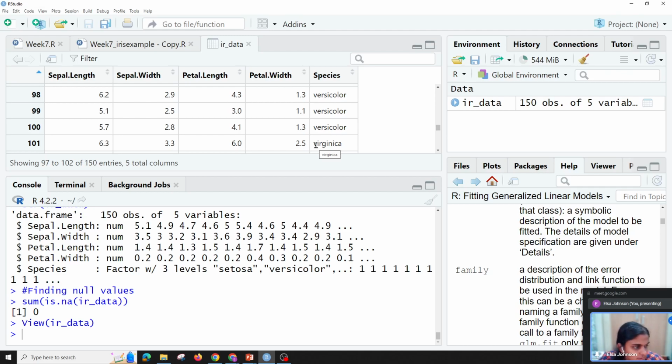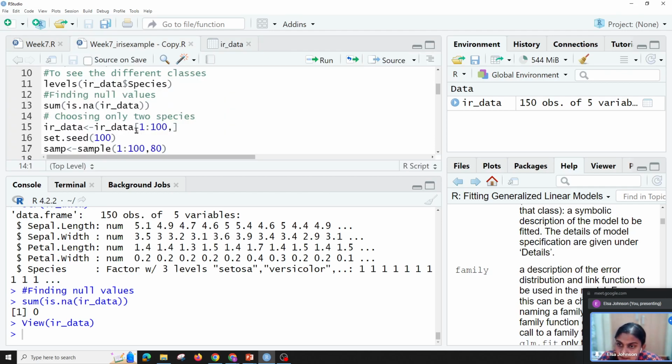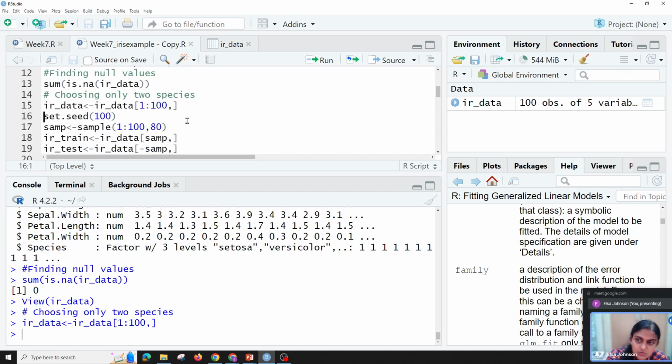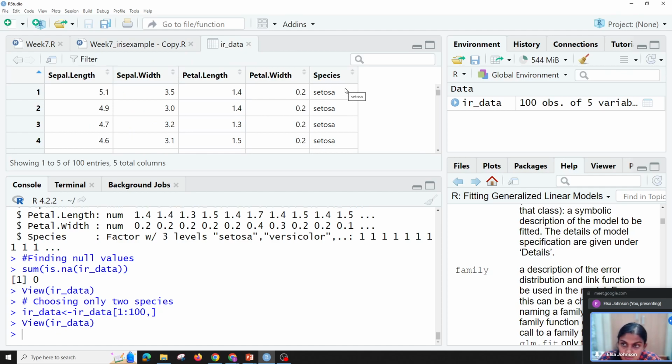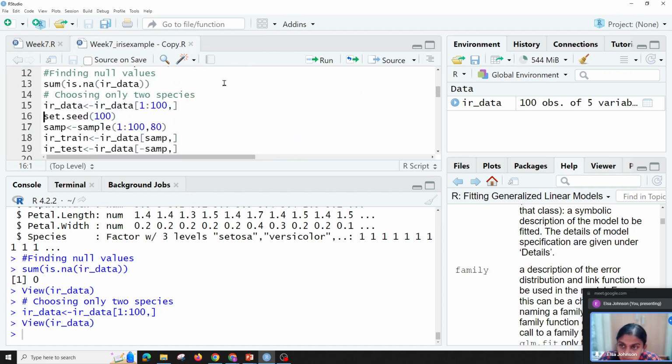Okay, the first 50 is setosa, the next 50 is versicolor, and the next 50 is virginica. That's how this data set is distributed. Since I know that, I am just taking the first 100 observations. So I'll be storing it to IR data. So 100 observations are really present right now.